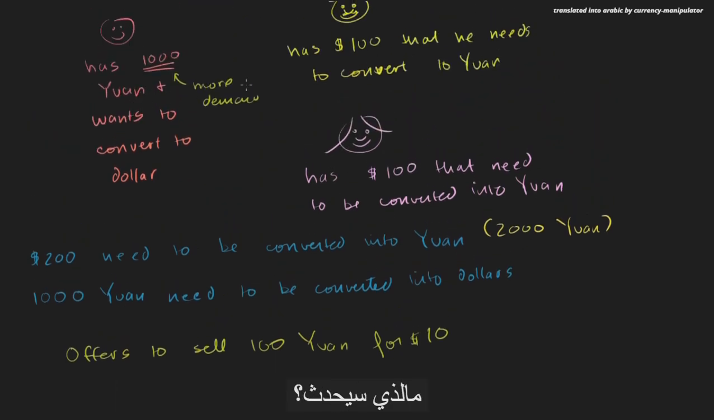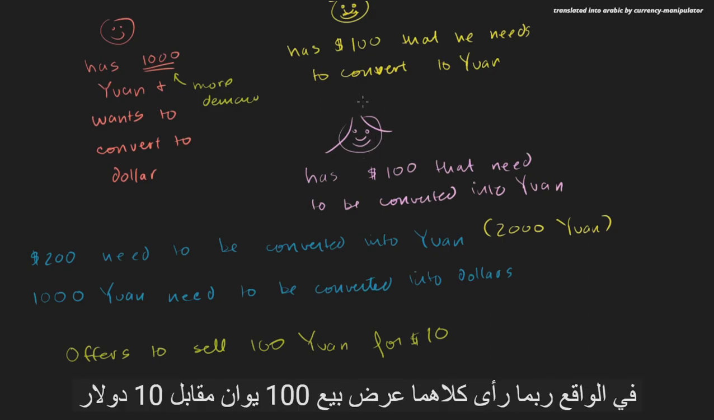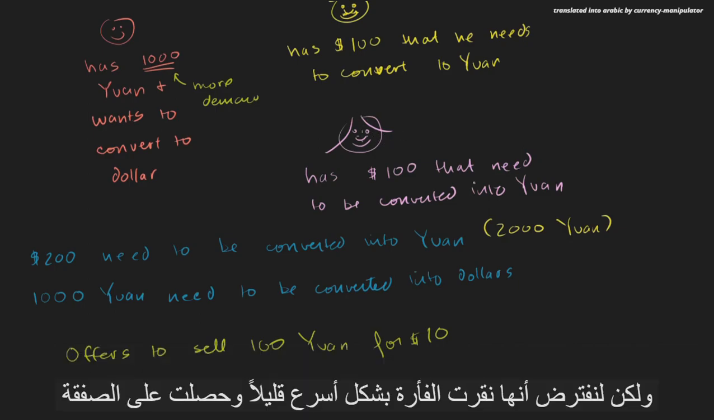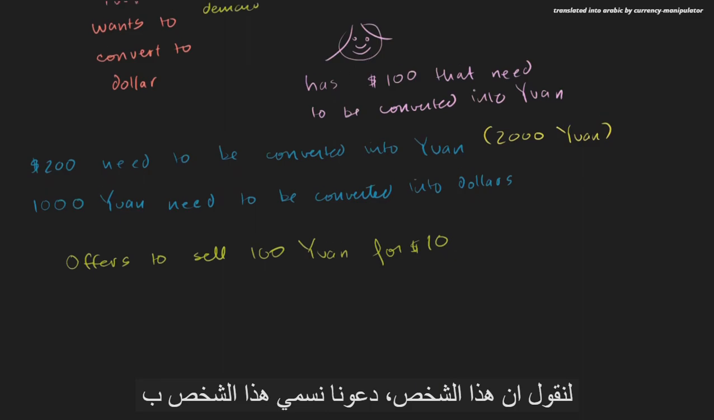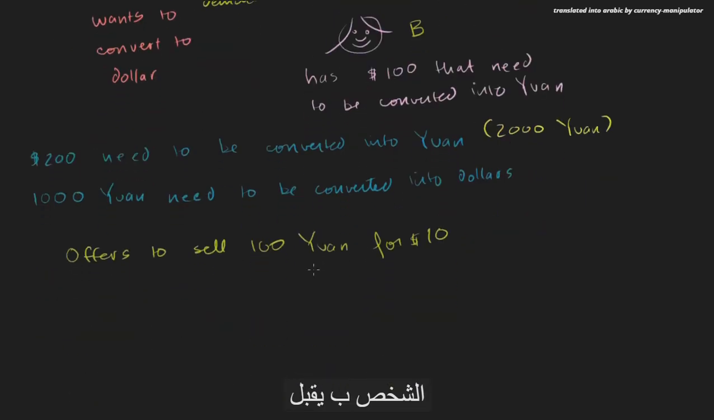Well, what's going to happen? One of these people is just going to jump at that. They say, oh, I think that's a fair price. And so let's say this woman right over here takes it. Both of them maybe saw that offer to sell 100 won for $10, and they both try to click their mouse, or however they're trying to make the transaction happen. But let's say she clicks her mouse a little faster and she gets the transaction. Let's call this person B, and this is person A, and this is person C. So person B accepts.